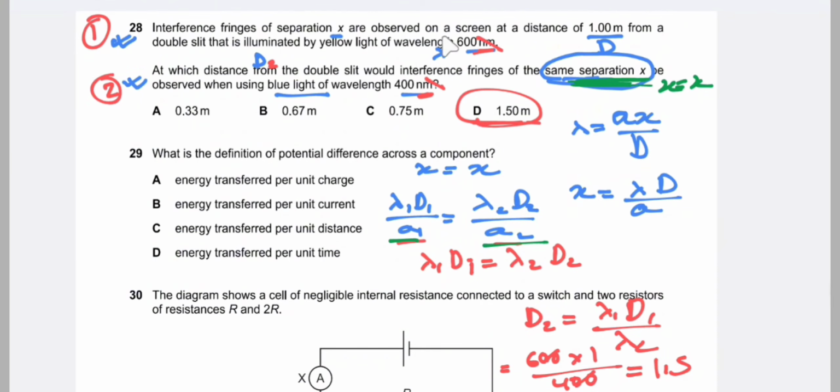And here the question refers to distance d and lambda, but it does not refer to a. That means the value of a is the same for both the conditions, so we just cancel the values. Then lambda 1 d1 is equal to lambda 2 d2. We need to find the distance d2, that is the distance from the double slit. So d2 is equal to lambda 1 d1 by lambda 2. We know the value of lambda 1, we know the value of d1, divided by lambda 2. After getting our answer, we get 1.5 meter.